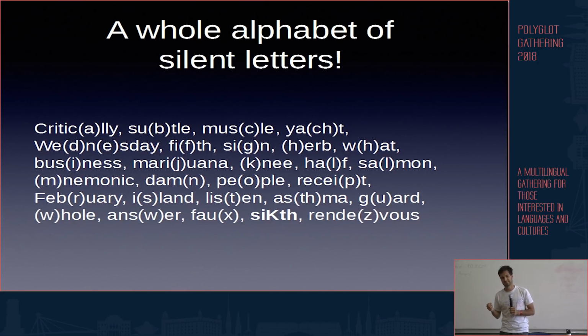No. That's a confusing one, because why do you have a silent D and an E in a day of the week? That's annoying, right? That's terrible. So we could spell it like this. This would be a lot easier for everyone, right? Critically, subtle, muscle, yacht, Wednesday. This makes a lot more sense, right? Now this already helps you pronounce English better, more like a native speaker, because we don't write the weird silent letters. But we don't.